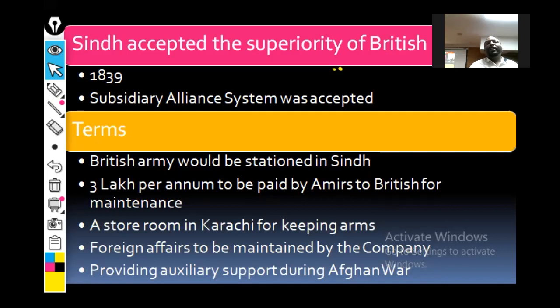And when the British go to war with Afghanistan, what should Sindh do? Sindh should provide auxiliary support. That means they should give men, they should give food, they should supply all the needs, and they should give all the logistics to them. That is called auxiliary support. So now, slowly, Sindh has become a slave of the British. Yes or no?